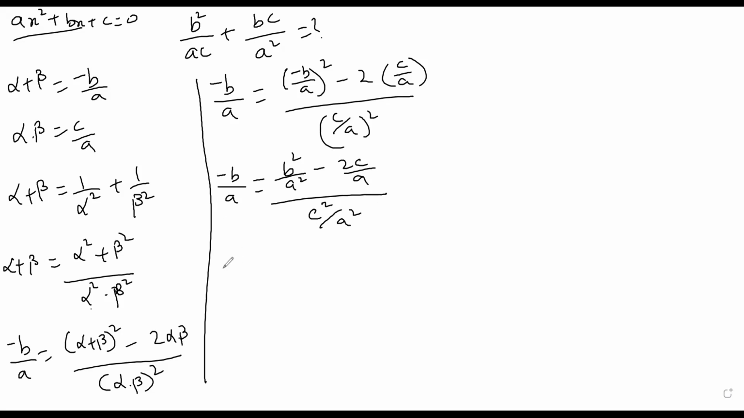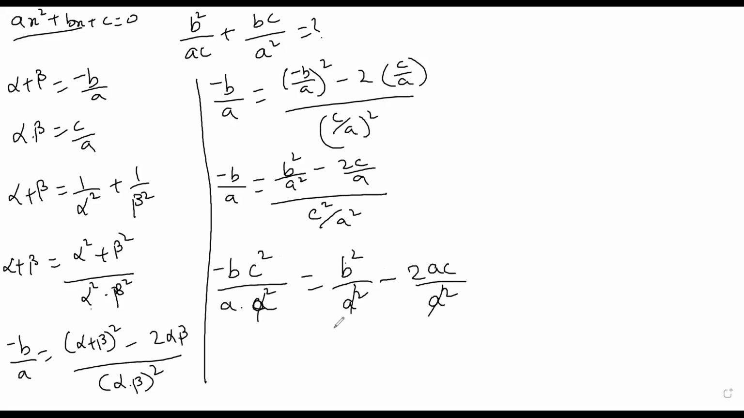You will take this to multiply here. So minus b c square upon a into a square is equal to b square upon a square. To equalize the denominator, I have multiplied it by a. So I will get this. Now this a and this common denominator will get cancelled. So minus bc square upon a is equal to b square minus 2ac. Now I want b square upon ac, so I will divide this by ac, this by ac and this by ac. One c and one c cancel.